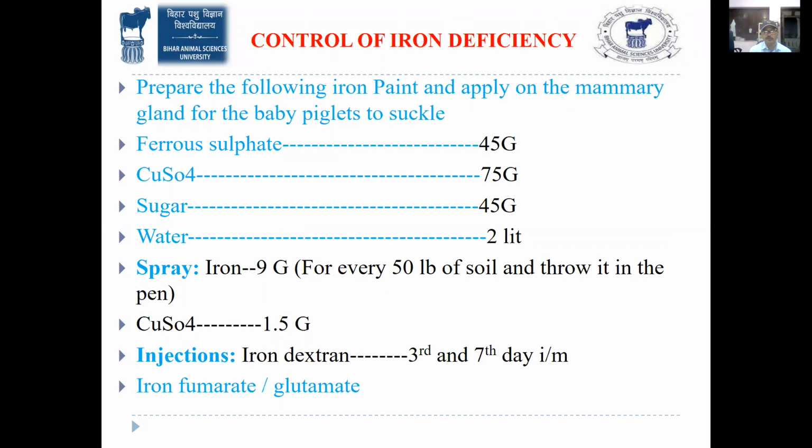A spray of iron can be used at the rate of 9 gram for every 50 pounds of soil and also thrown in the pen. Copper sulfate at the rate of 0.5 grams should be supplemented. Injections of iron dextran should be given on the 3rd and 7th day of age through the intramuscular route. Iron fumarate and gluconate can also be used for this purpose.